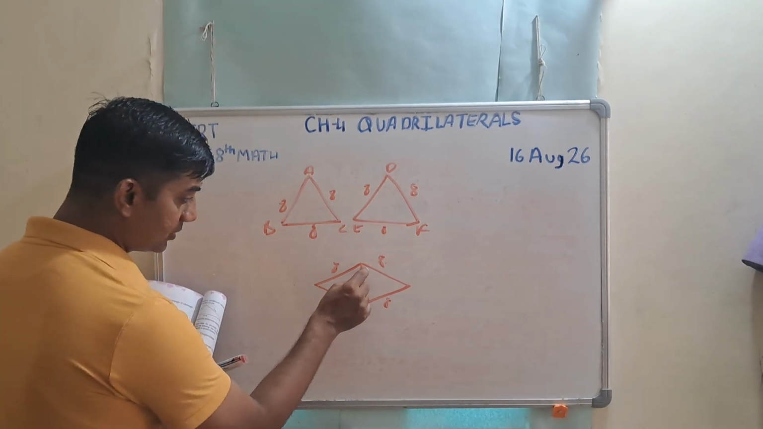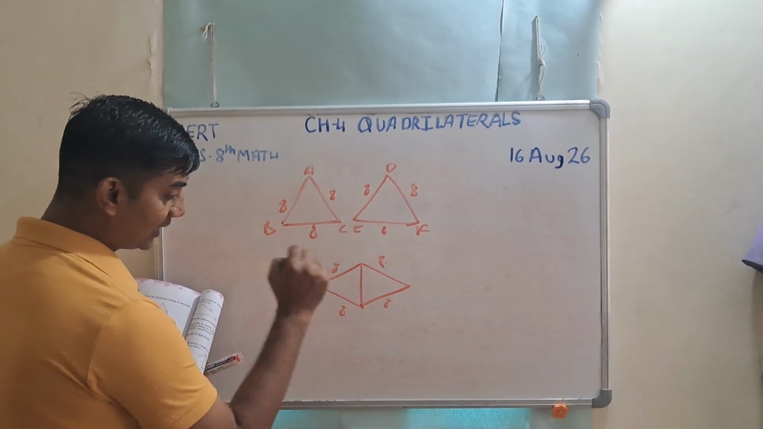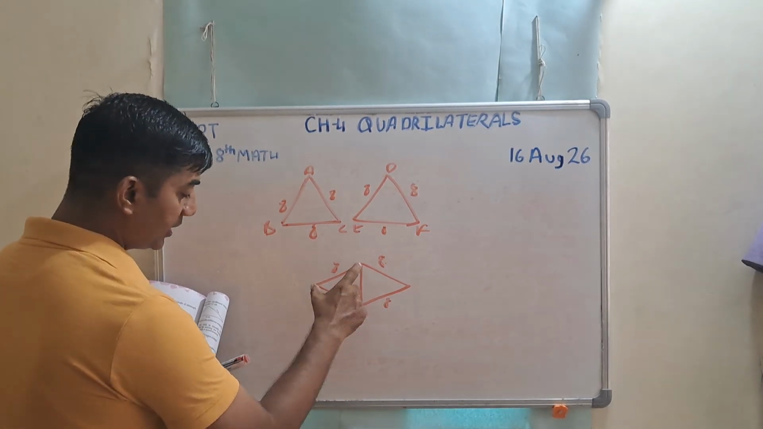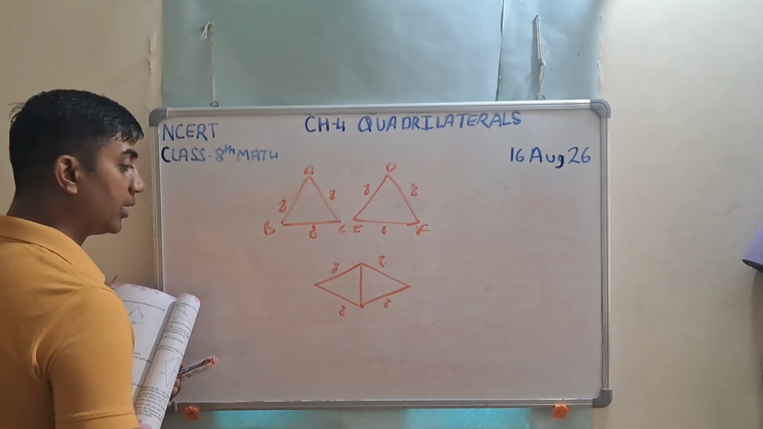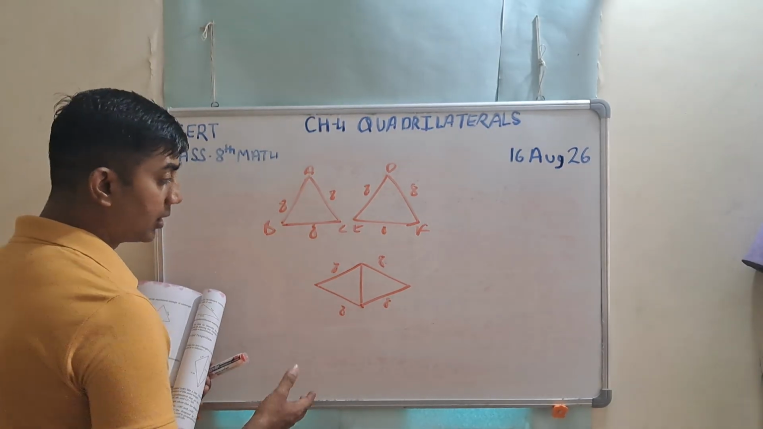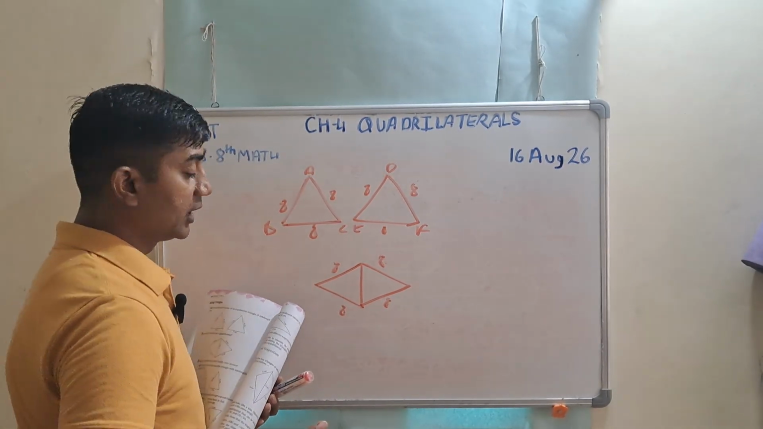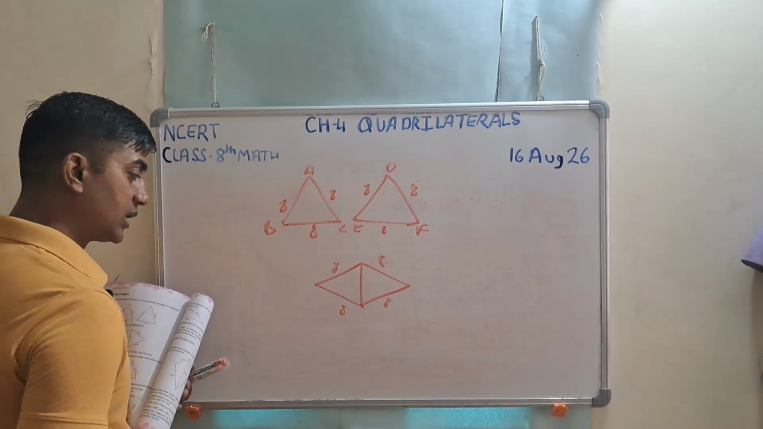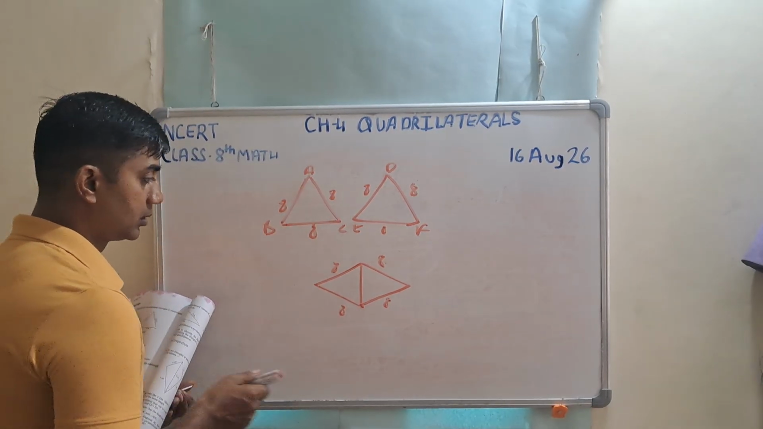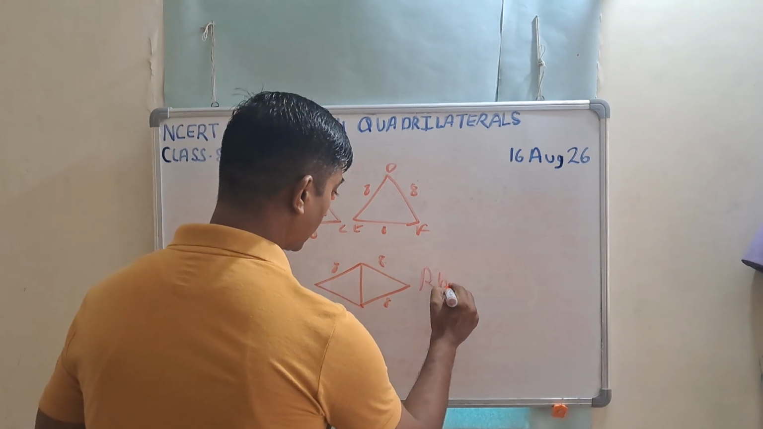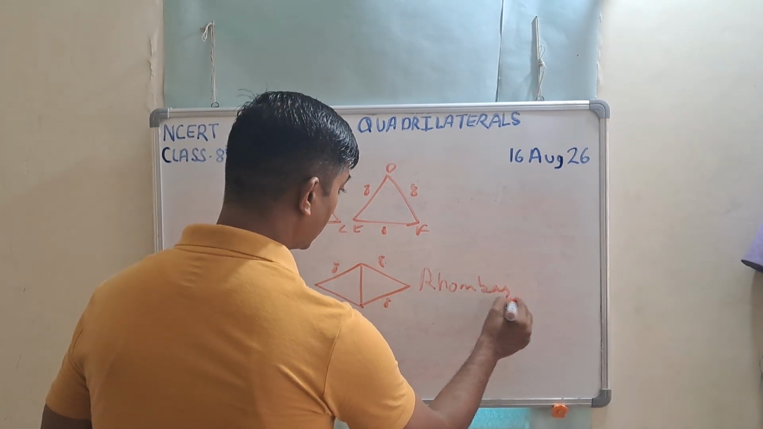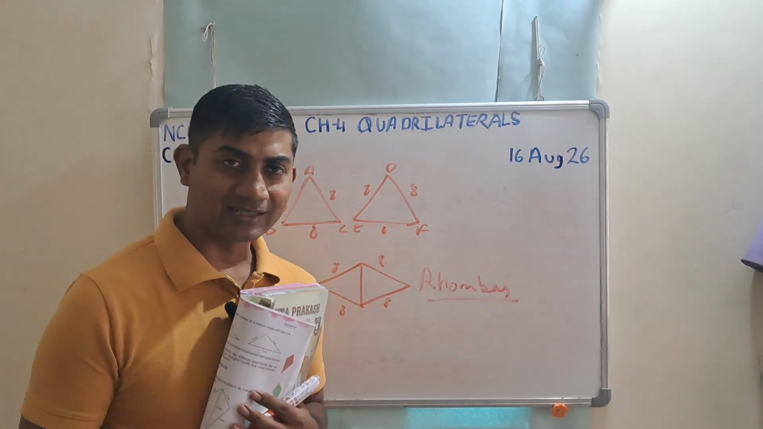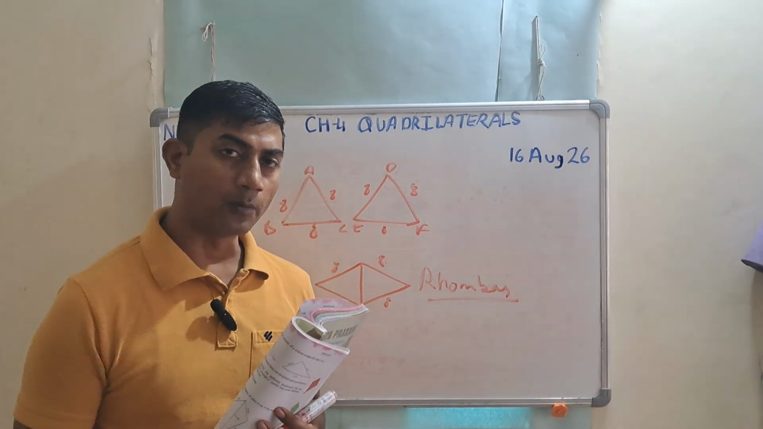If you see the alternate angle, this is 60. So this is 60, means these lines are parallel, and in the other case also this is 60 and this 60, means this line and this line are also parallel. It means opposite lines are parallel and opposite lines are equal. Understood? So this figure is a rhombus. So what is the conclusion? Conclusion is that when two equilateral triangles are joined with their sides, they form a rhombus.